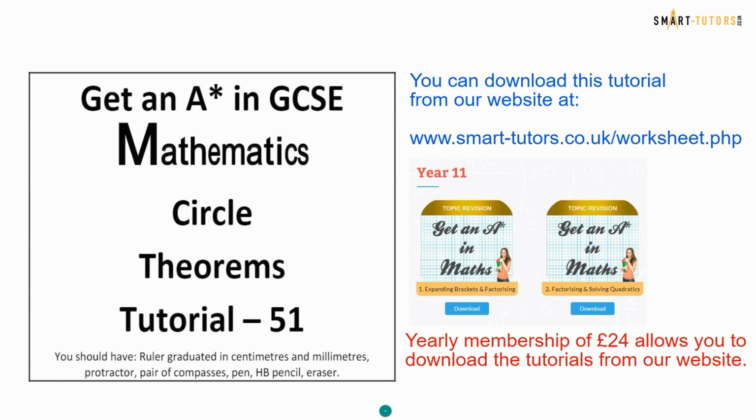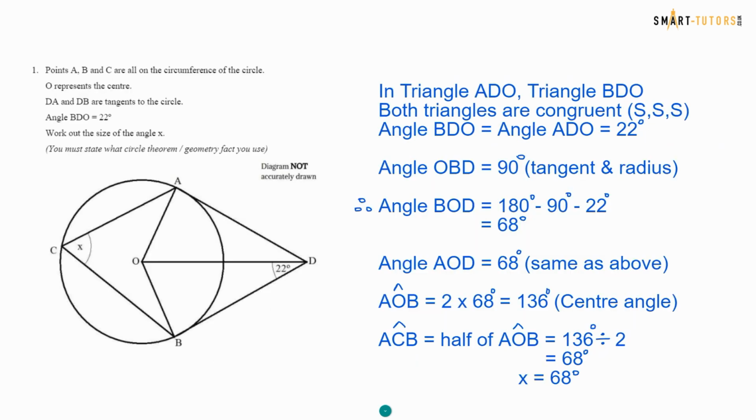Let's look at the exam style question. Question number 1. Points A, B and C are all on the circumference of the circle and O represents the center. DA and DB are tangents to the circle. Angle BDO is 22 degrees. Work out the value of X. X is somewhere here, which is angle ACB.